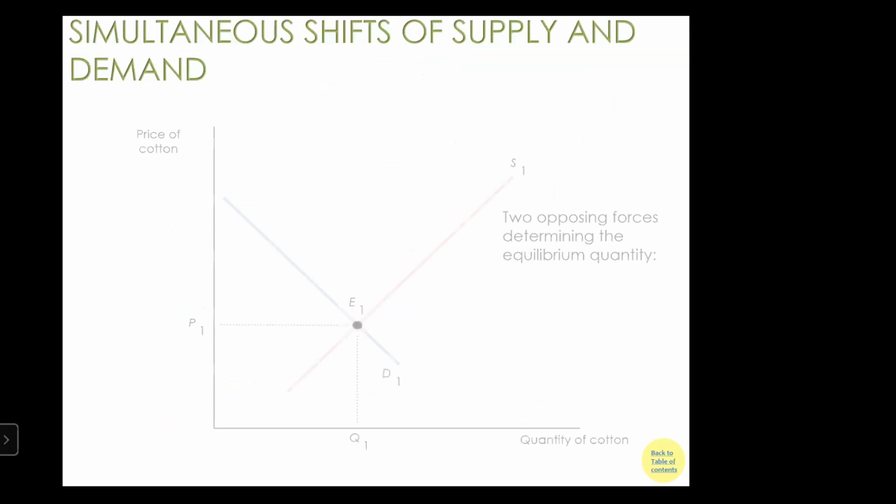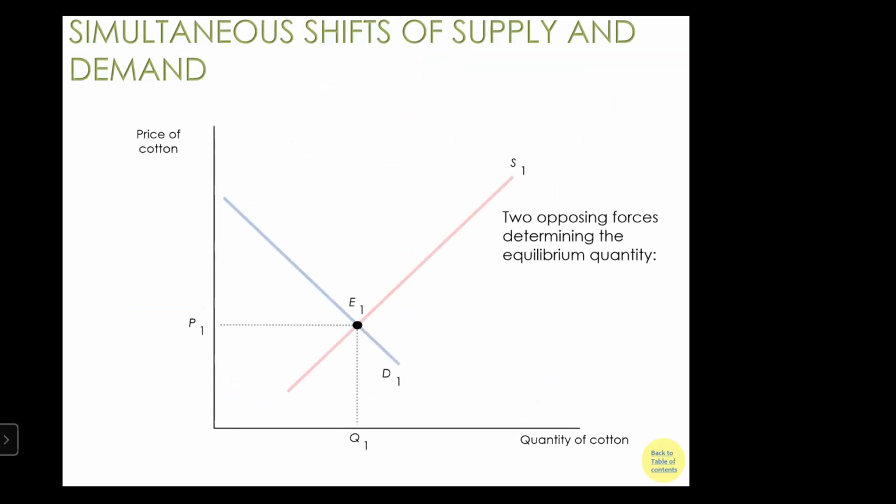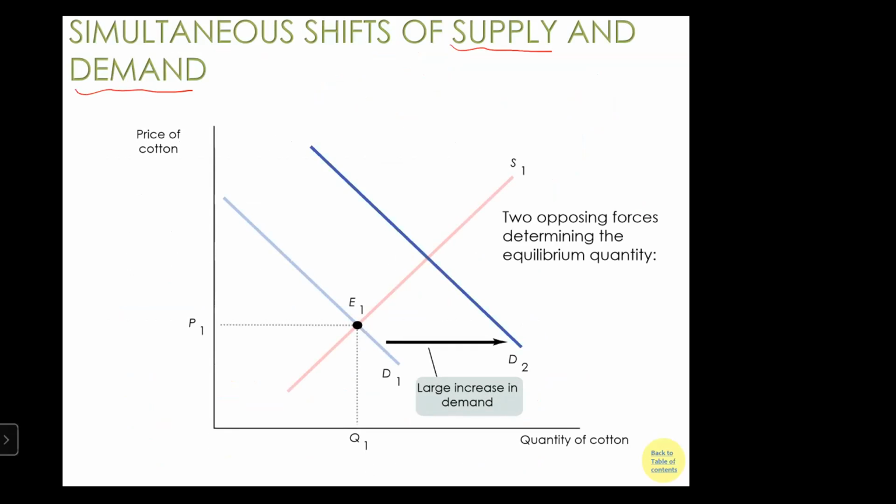Okay. All right, the last part of this class, of this chapter. So we are going to see what will happen if the supply and the demand move simultaneously, at the same time. Okay, now let's look at an example. Okay. So we start with E1. That's where we start.